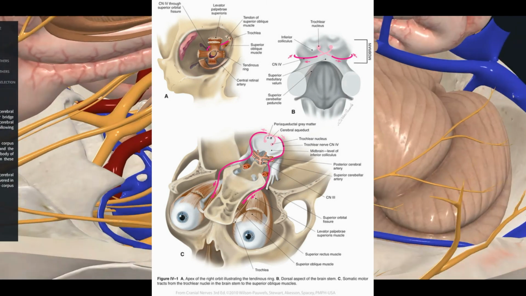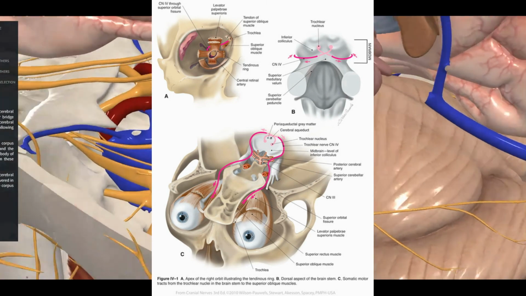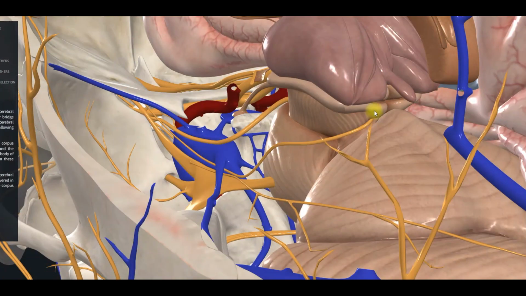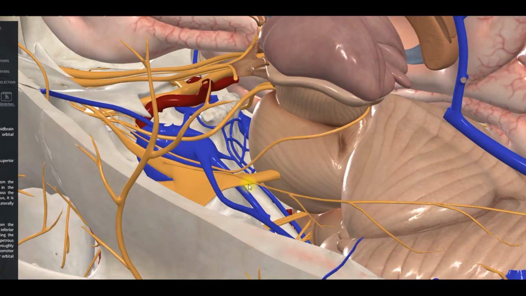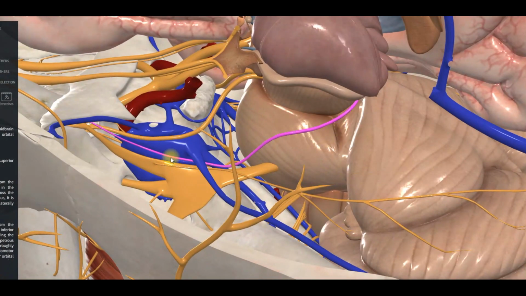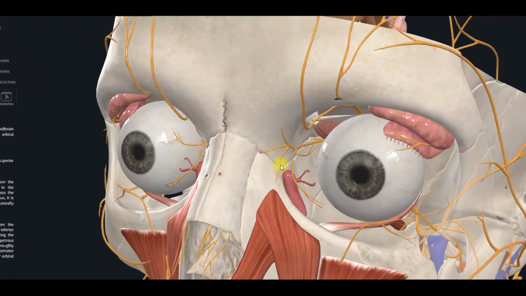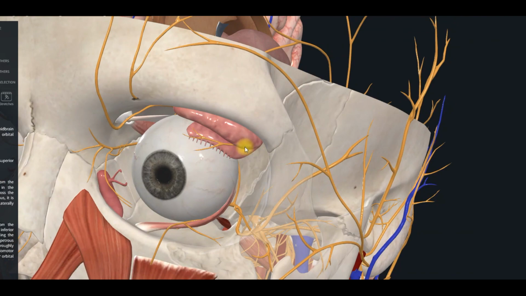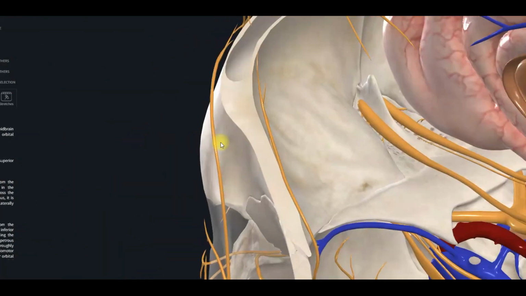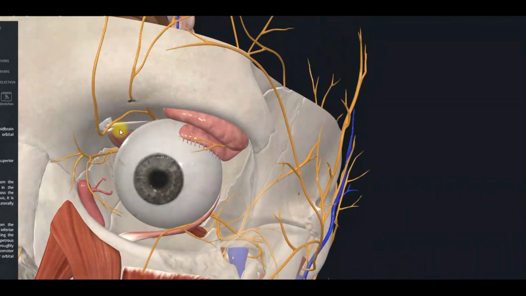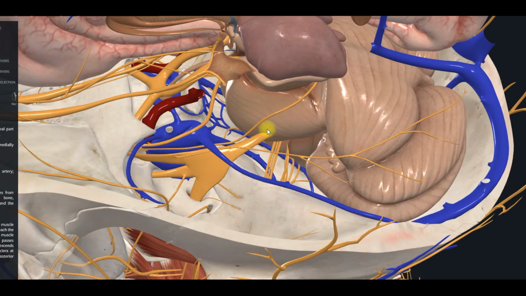The next nerve is the trochlear nerve, which arises from the posterior aspect of the midbrain below the inferior colliculi and transmits fibers to the middle cranial fossa on the lateral aspect of the brainstem, passes through the cavernous sinus, and appears in the orbit through the superior orbital fissure. It supplies only one muscle, the superior oblique muscle, which is responsible for moving the eye downward. And the next nerve.